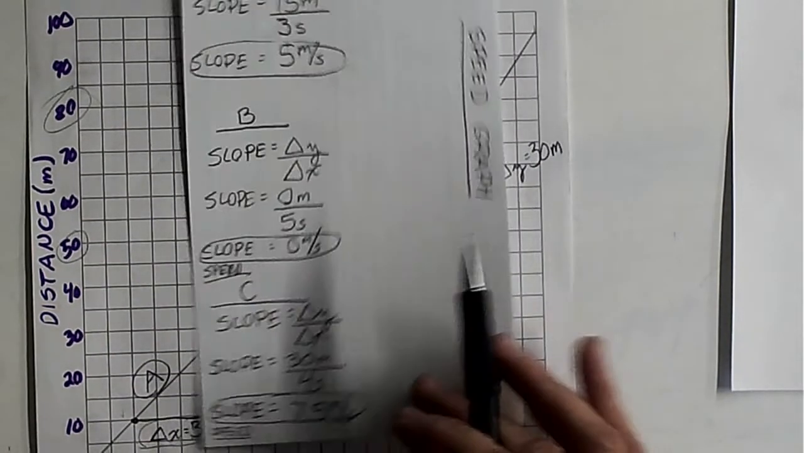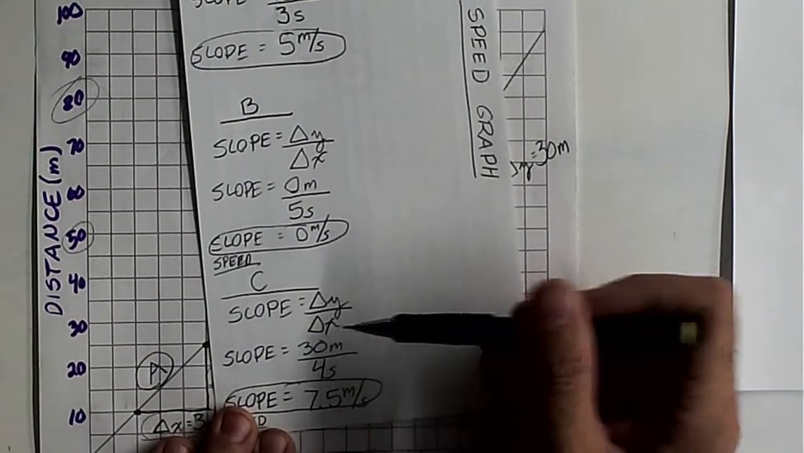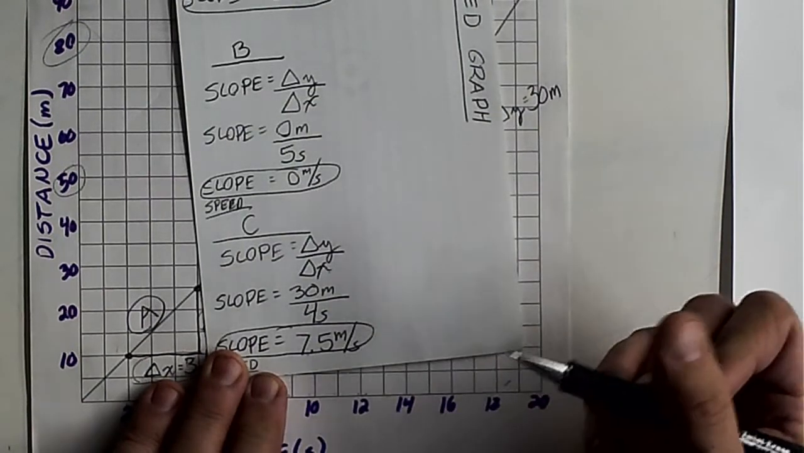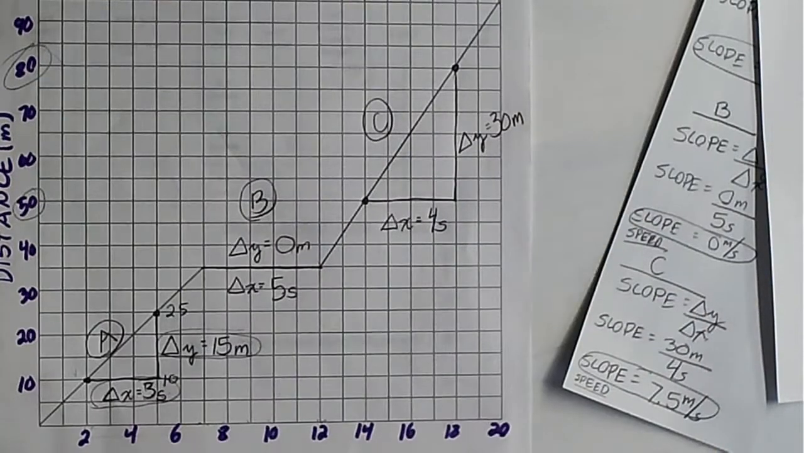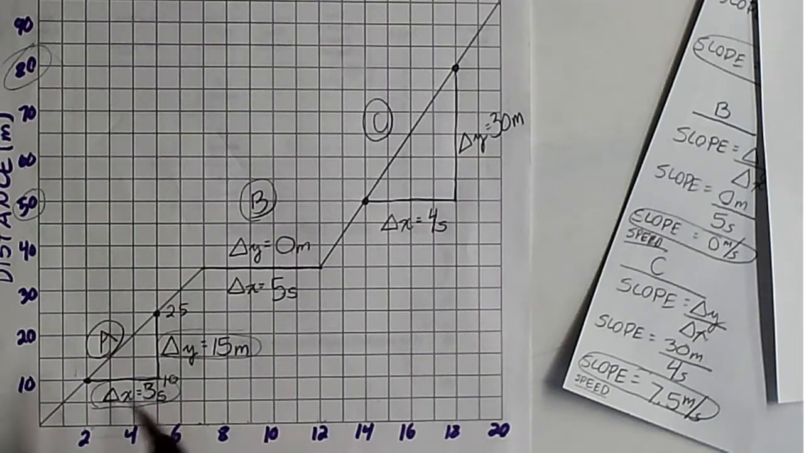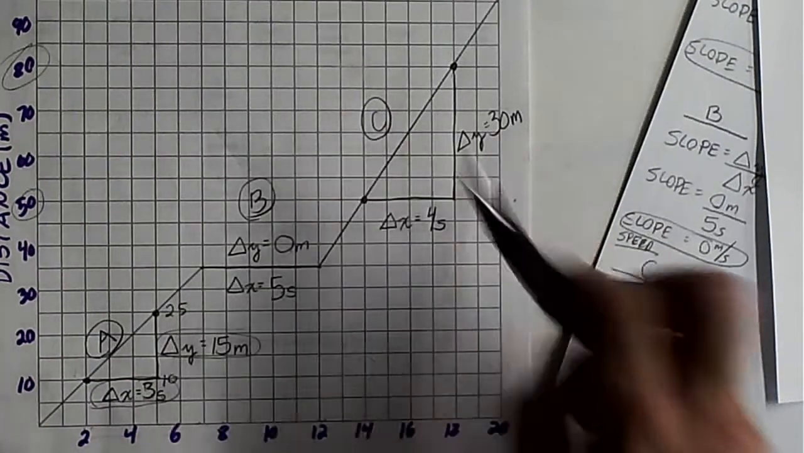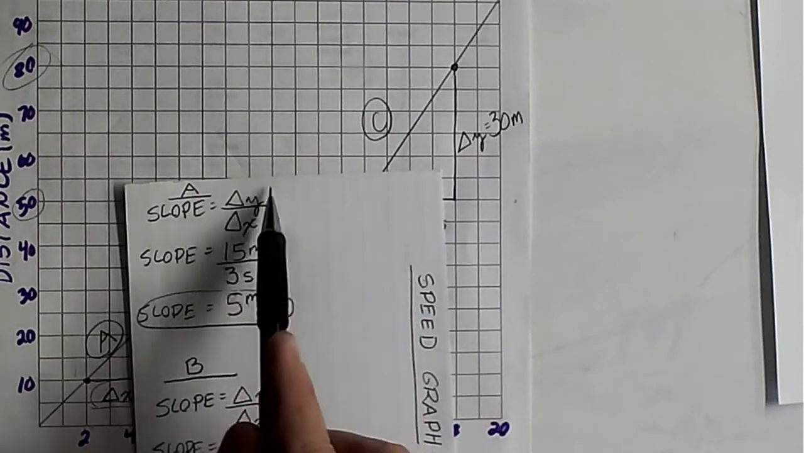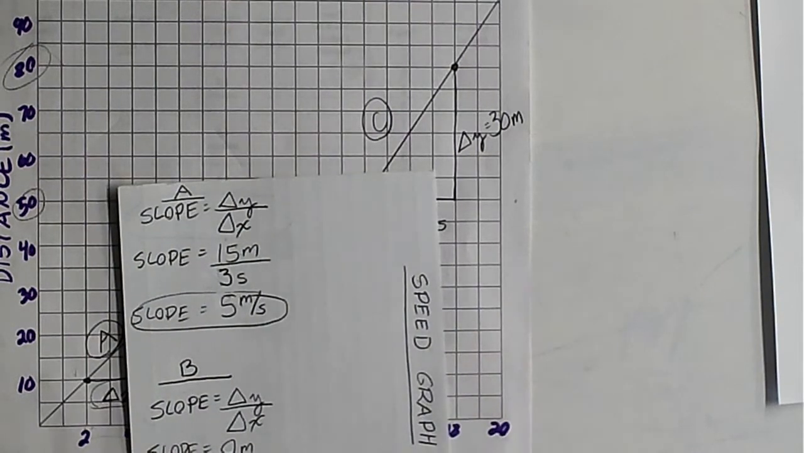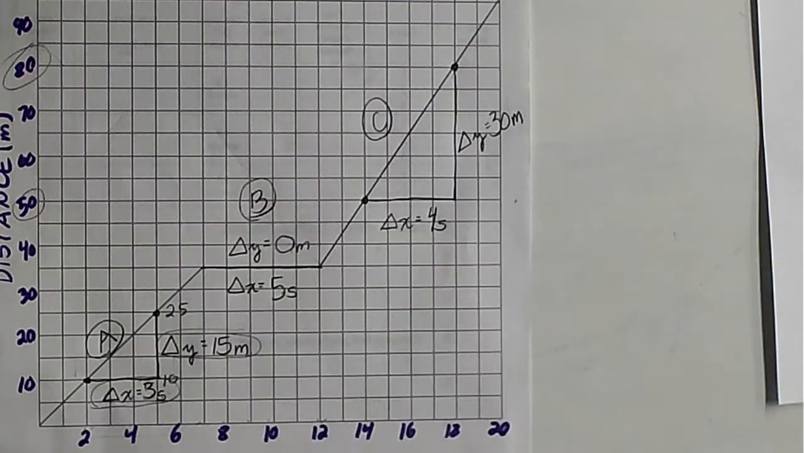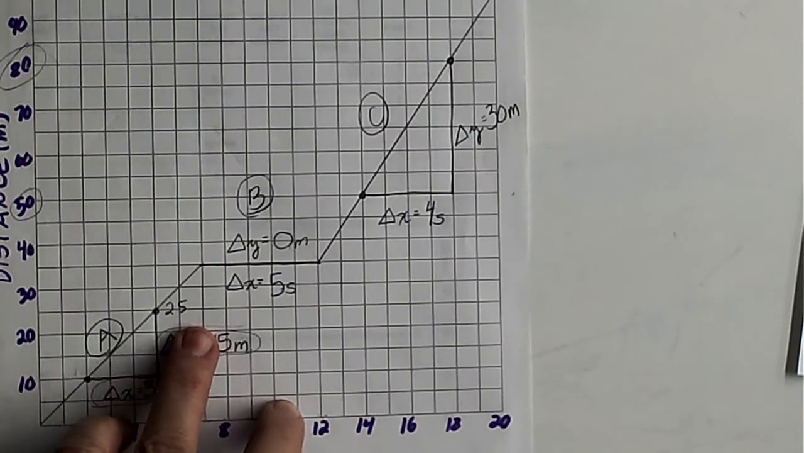And all I do is plug that in. Change of y over change of x. 30 divided by 4. I get 7.5. So the steeper the slope, the steeper the line, the faster it's going. I know that's part of the lessons, but for calculating slope, all you need is this equation: change of y over change of x. You plug in the numbers and you just divide. Now that's just speed.